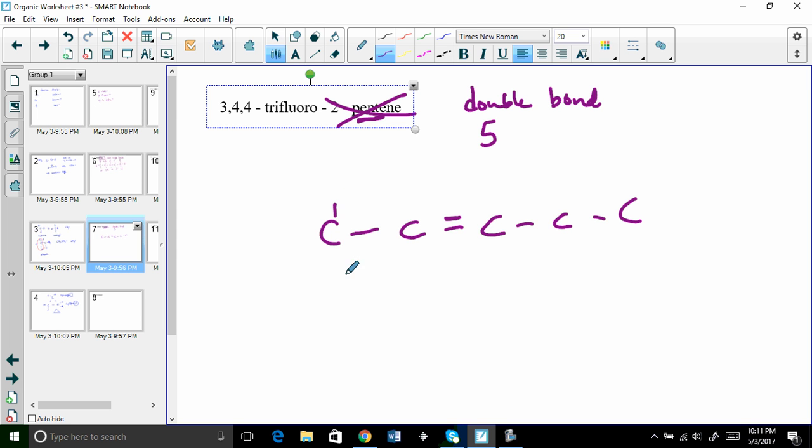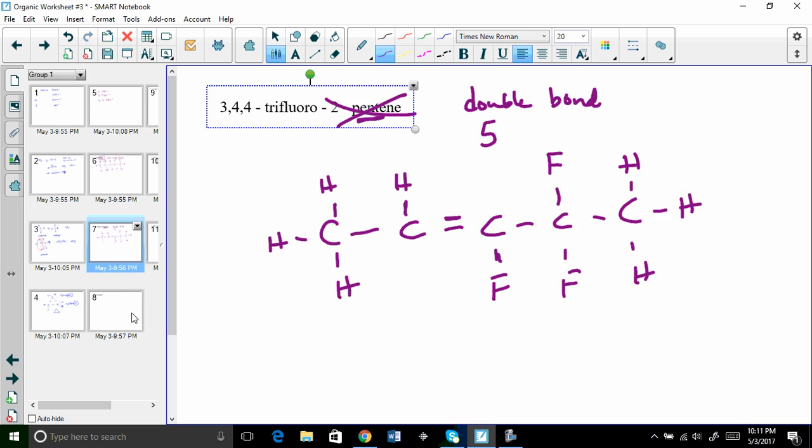Then carbon wants 4, so this is going to have 3. 1, 2, 3. This is going to have 1. 1, 2, 3. This is going to have 1. 1, 2, 3, 4. 1, 2, 3, 4. Trifluoro means 3 fluorine, and 3,4,4 means 1 is on 3 and 2 are on 4. And then the rest of these are hydrogens. I don't care if you leave them blank, but that is what that molecule looks like. And again, read them backwards.